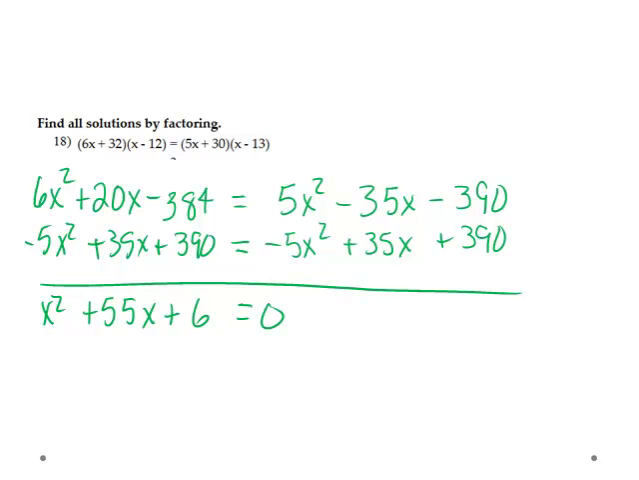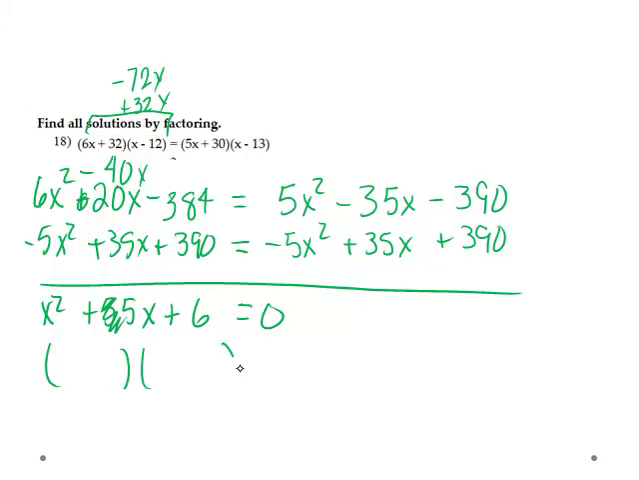Wow. Did I make a mistake? 6x squared plus, oh, hold it. Outside, this is minus 72. x inside is plus, this should have been plus 32x. This should have been minus 40x. Minus 40 plus 35 is plus 5x. There we go. Now we can factor this.